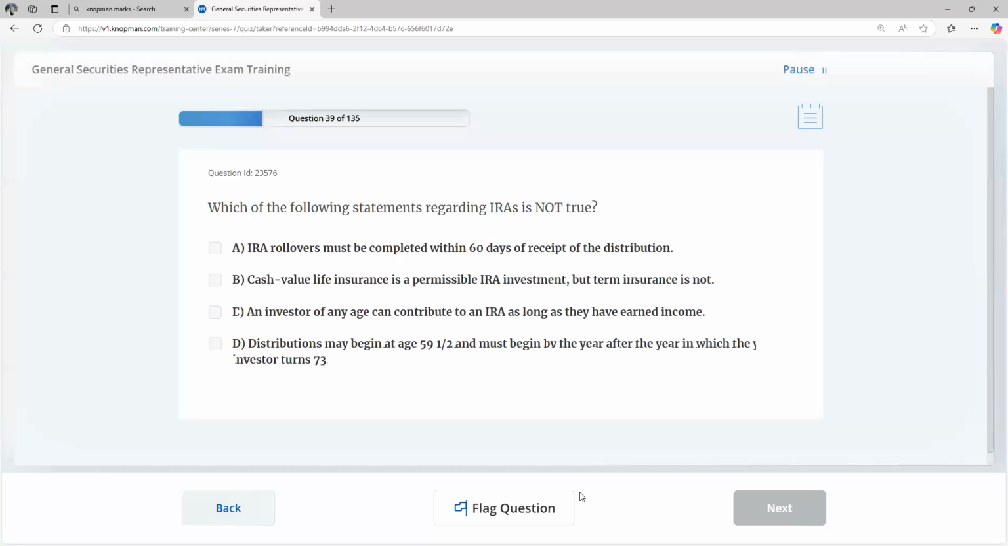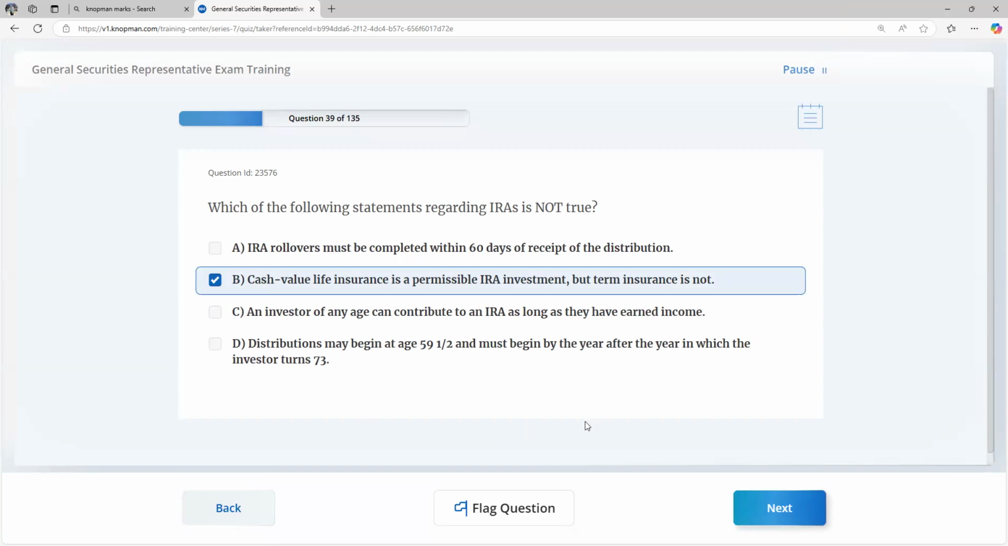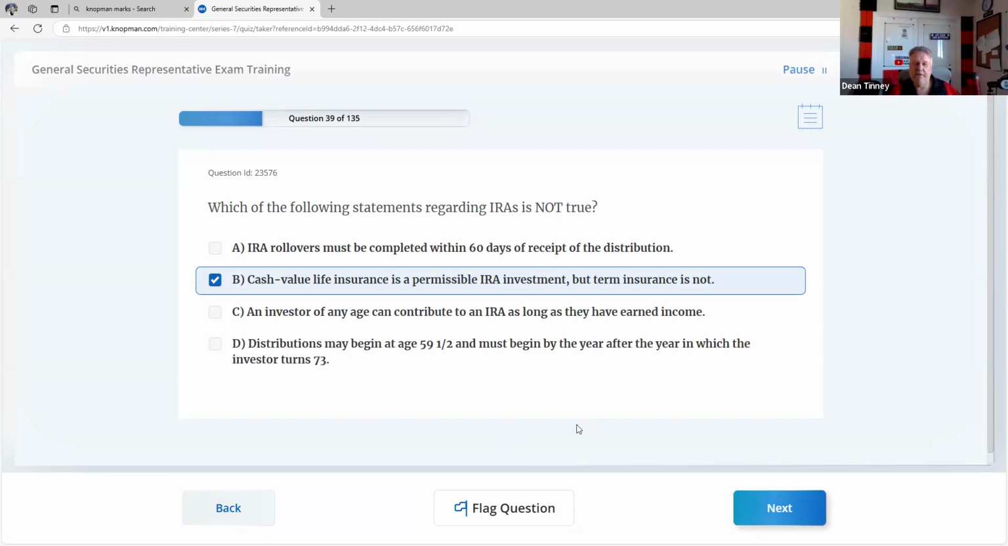Is it the cash value life insurance is permissible in an IRA investment? Excuse my language, I think that's just bullshit. I've never even heard of that. But the other three are correct, right? That's why I think that's B, right?